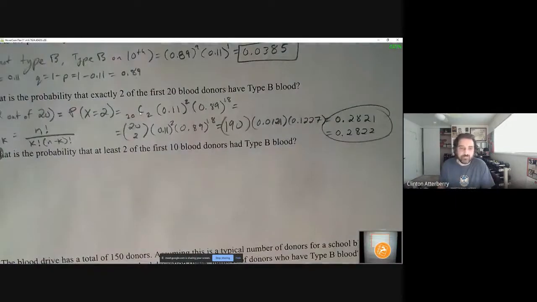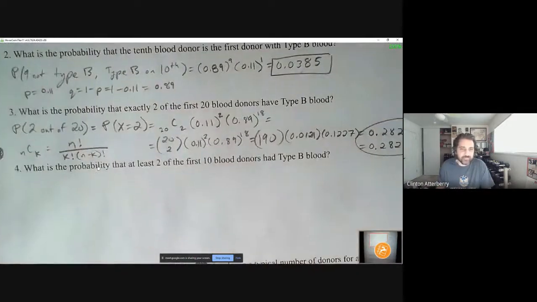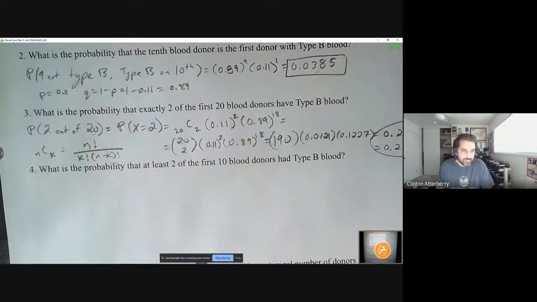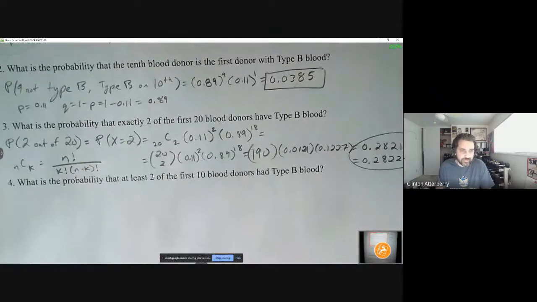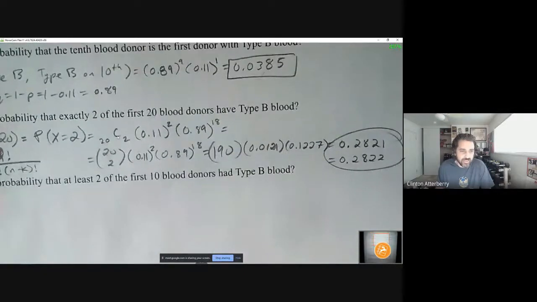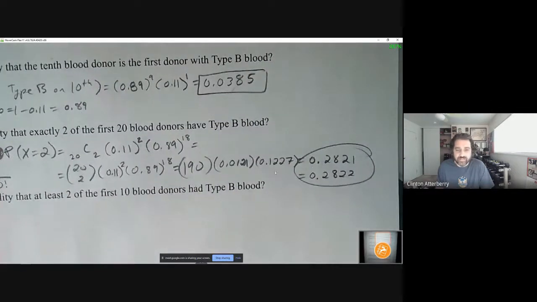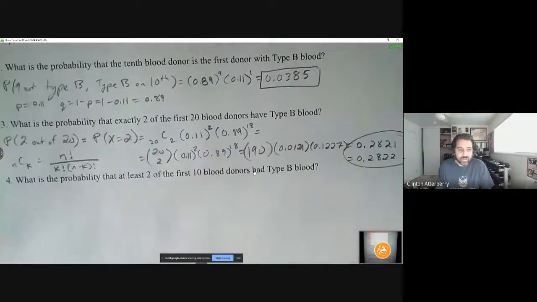So once again, exactly 2 out of 20 would be 20 choose 2. 20 choose 2 is 20 factorial divided by 2 factorial multiplied by 18 factorial. That times the success to the second power, times the failure, the difference, to the 18th power. So 190, this, that, all the way down. Questions so far?